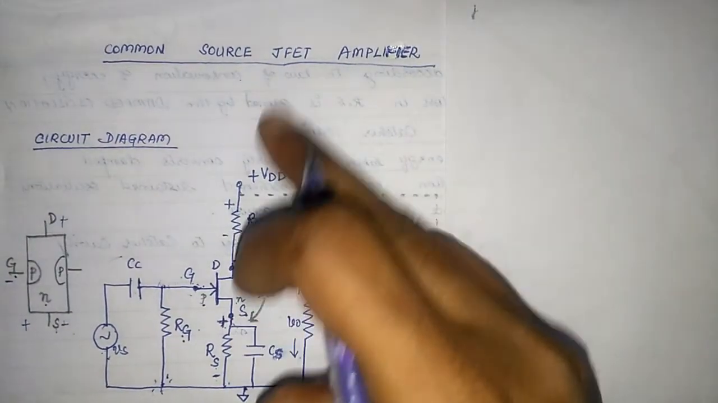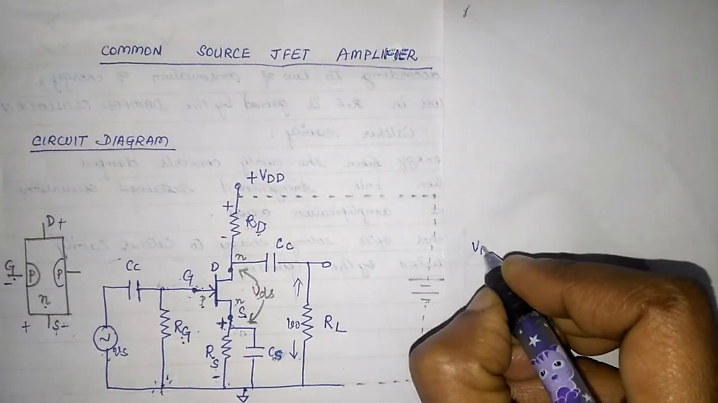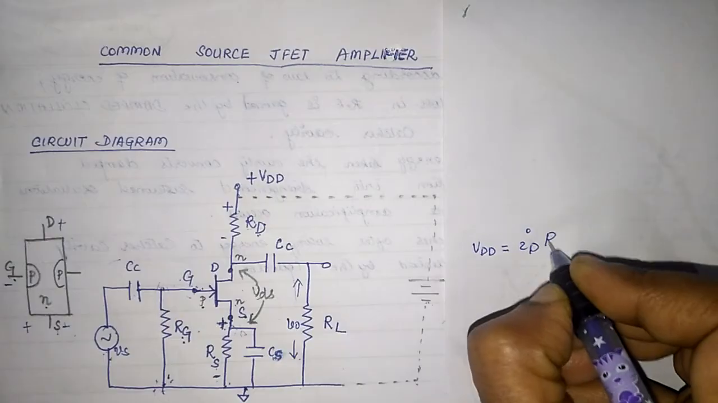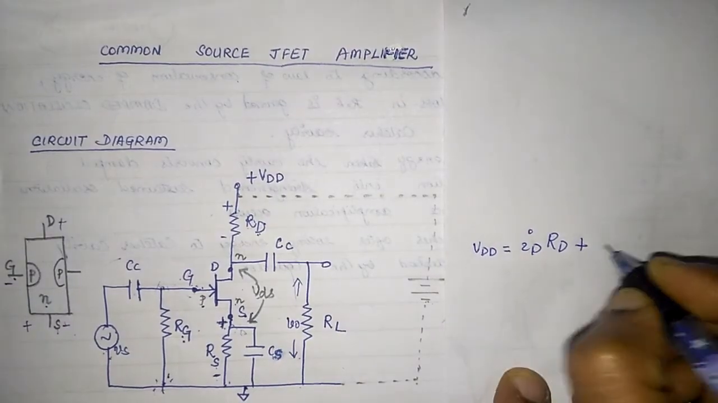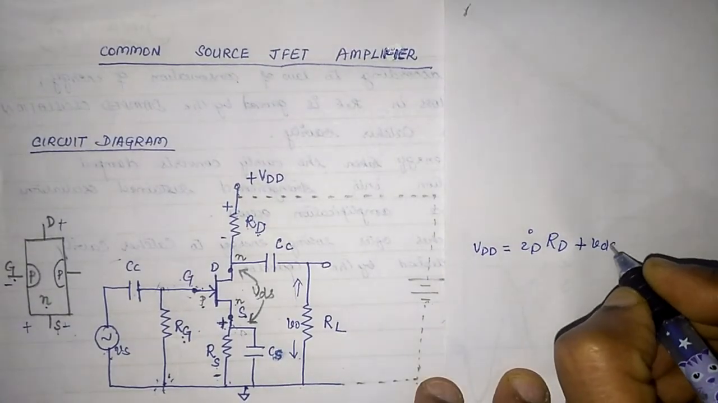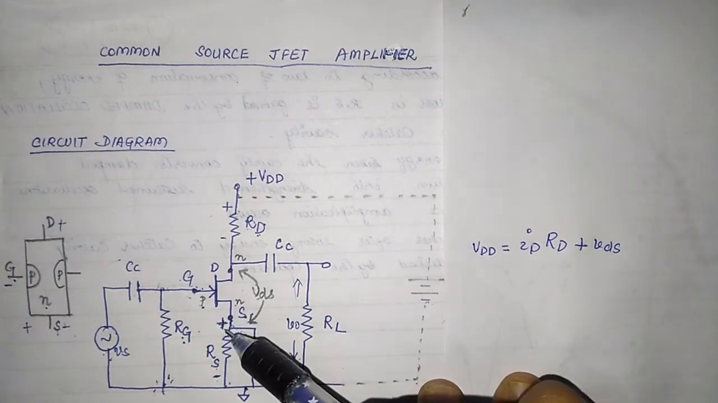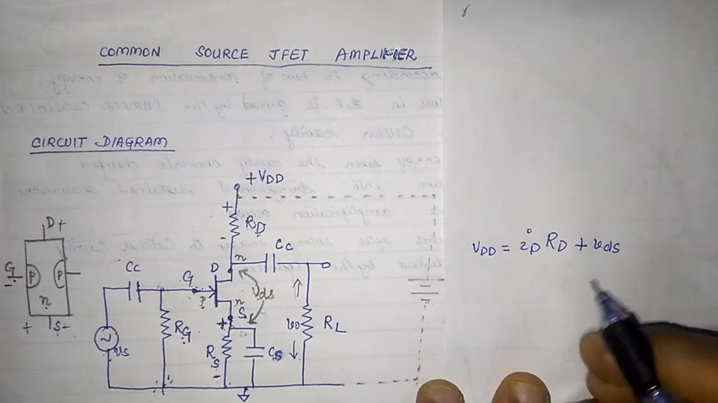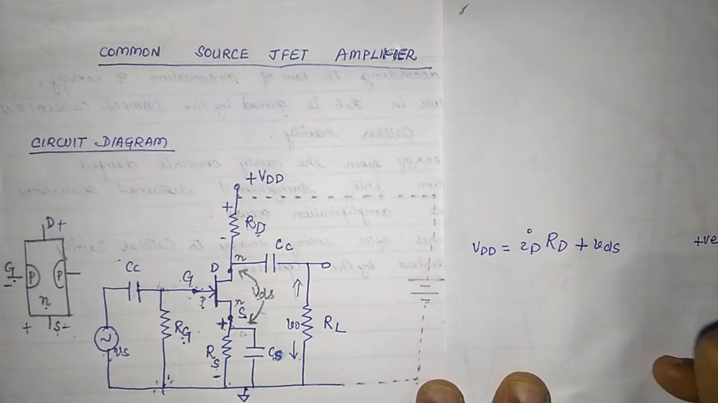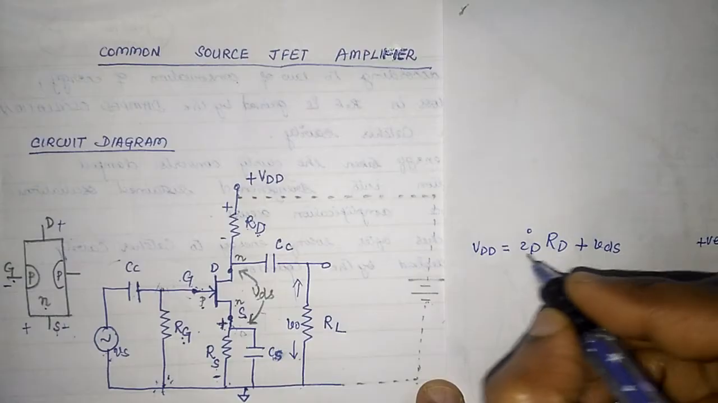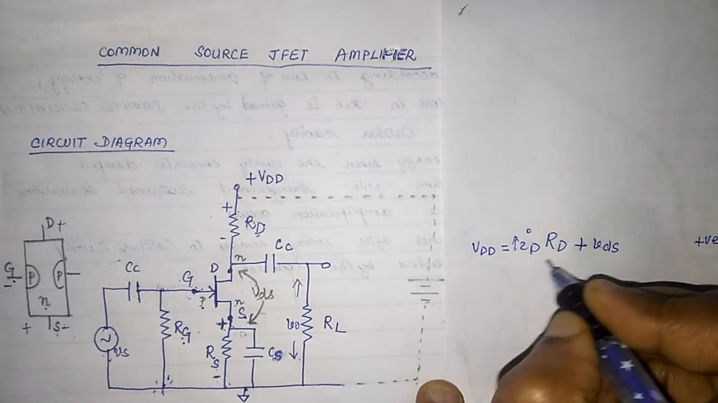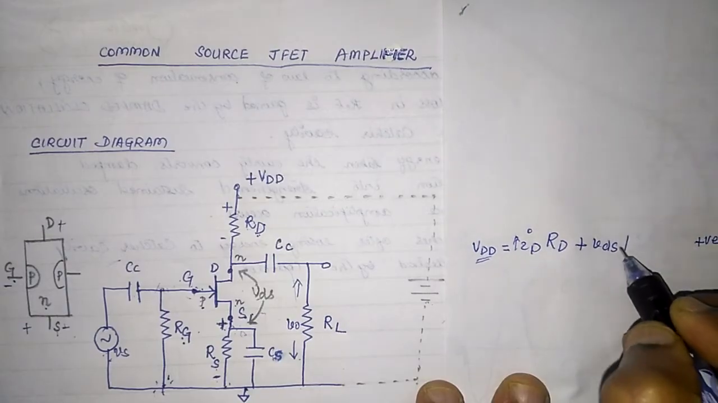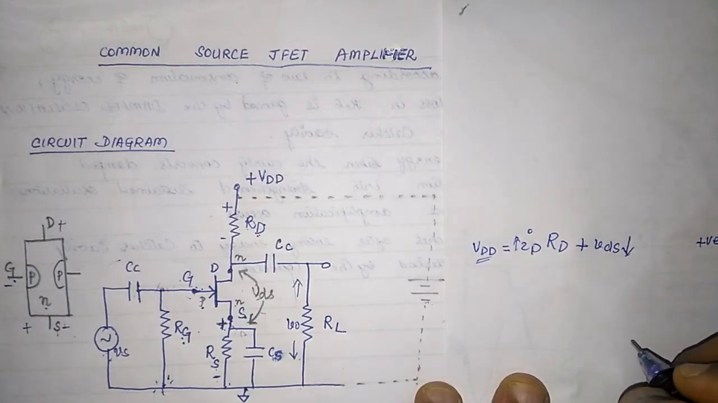Applying KVL to the output loop, we know that VDD, which is a DC voltage, is equal to ID into RD plus VDS. There is no voltage drop across RS, isn't it? Because it is at AC ground. So what is happening during the positive half? ID is increasing. So if ID increases, IDRD increases, but then VDD is a constant. So what should happen to VDS? VDS is going to reduce.